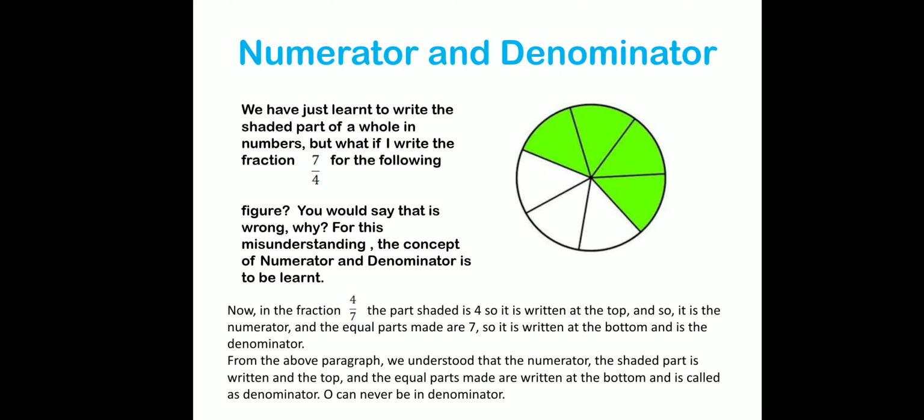I will explain it with the help of a diagram. This circle we can see here. Imagine that I have made no parts of the circle. Okay, this is a simple round we have drawn with a compass. And I have made no parts of it. Then how can I shade 3 parts? It's impossible. And that is why 0 can never be in denominator.